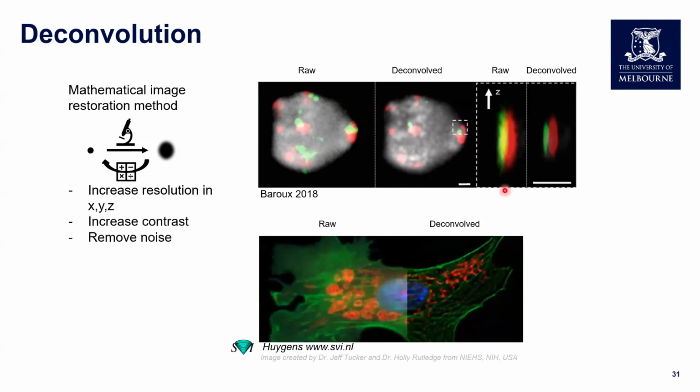The deconvolution can also increase the contrast and remove noise, as you can see in this example. Altogether, the deconvolution improves the quality of data for visualization and analysis. The most commonly used commercial software is called Huygens, and it's available at our platform, so you can contact us if you'd like to access it.